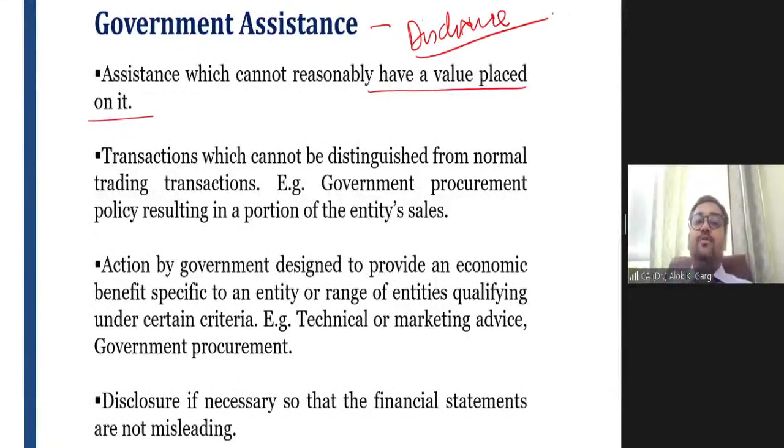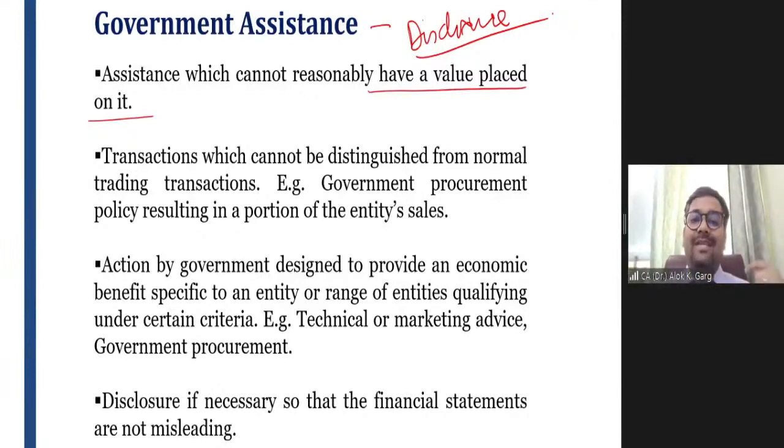Okay. So the transaction which cannot be distinguished from a normal trading transaction, for example, government procurement policy resulting in a portion of entity sales. So let's say Shraddha has a company, she is selling to me, she is selling to government, okay, at a normal price. So again, this could be a way of disclosure, but this is not your kind of government grant. You can say that government is supporting, let's say they are taking my 50% production. They are the major customer.